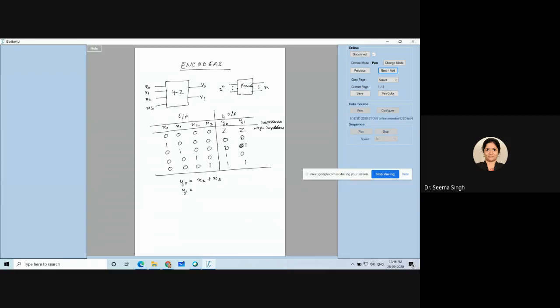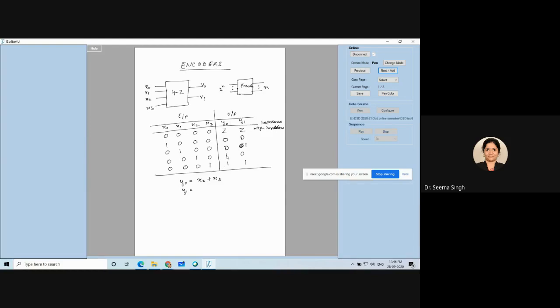Active high means now you should see the output column. In the y0 column you can see only 2 places where 1 is there. Now you have to make an equation for this y0. So you need to see for which cases y0 is 1. y0 is 1 for the fourth row, and y1 is also 1 for the fifth row.